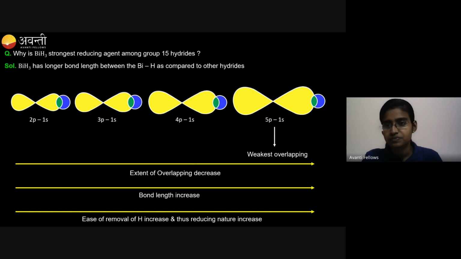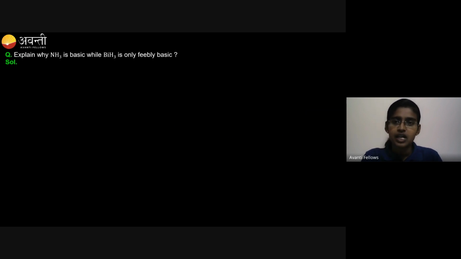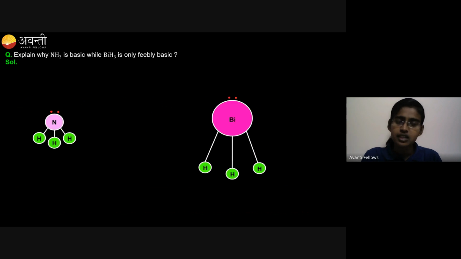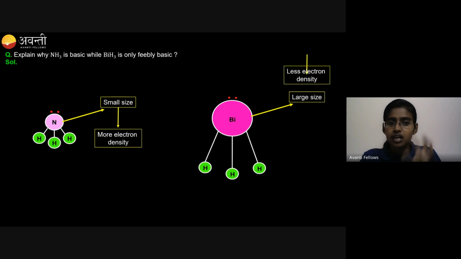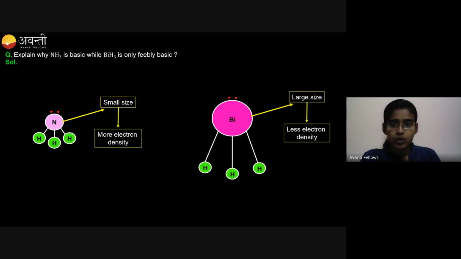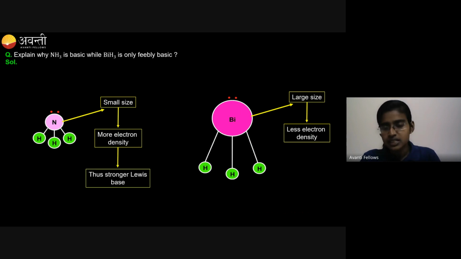Okay, fine. And one more question. Explain why NH3 is basic while BiH3 is feebly basic. Feebly means slightly basic. For this also we have already seen the explanation. In the case of NH3, electron density is more because of the small size of nitrogen, whereas in BiH3, because of the large size of bismuth, electron density is very less. So NH3 acts as a strong base, and because of the less electron density, BiH3 acts as a weak base.